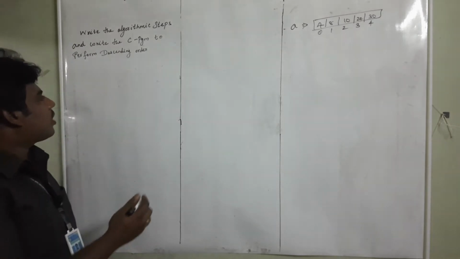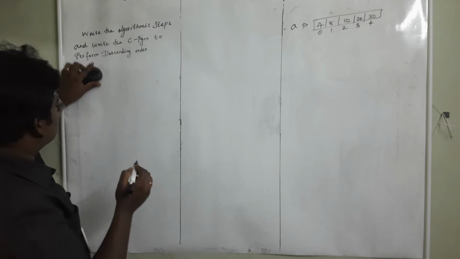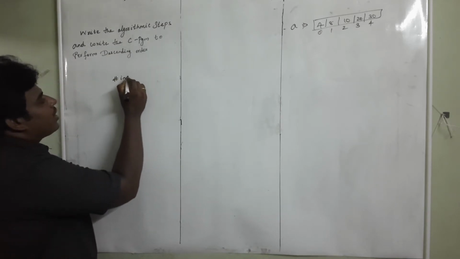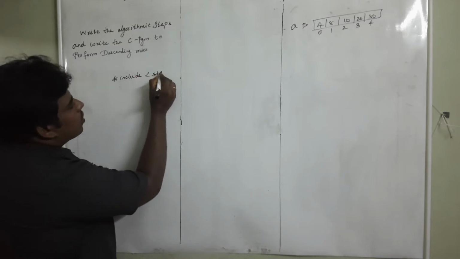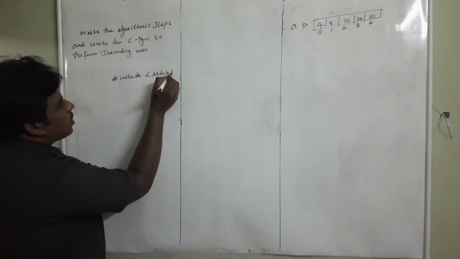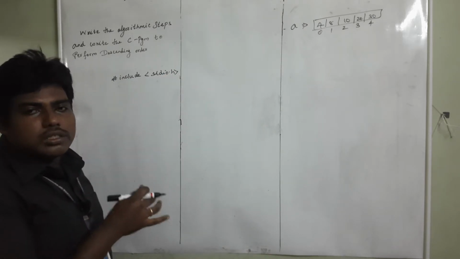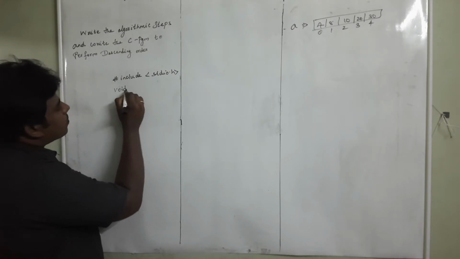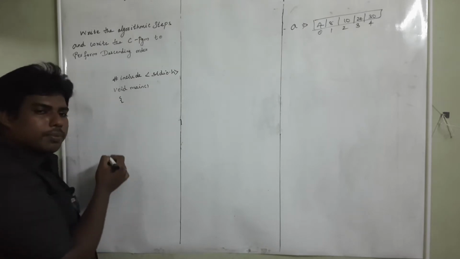First I will write the header files. I'll write the header file #include <stdio.h>. What's the need of the header file? It includes all the predefined functions in your program. Then void main, that is nothing but the starting position of your program.